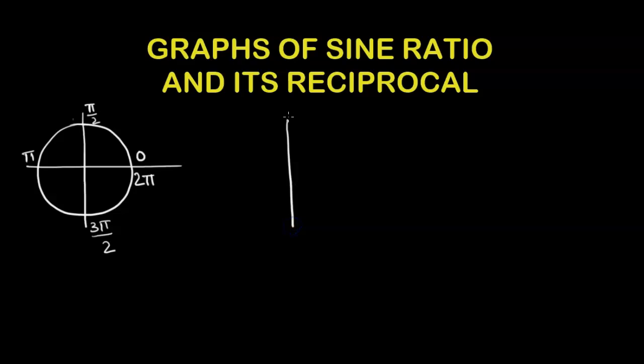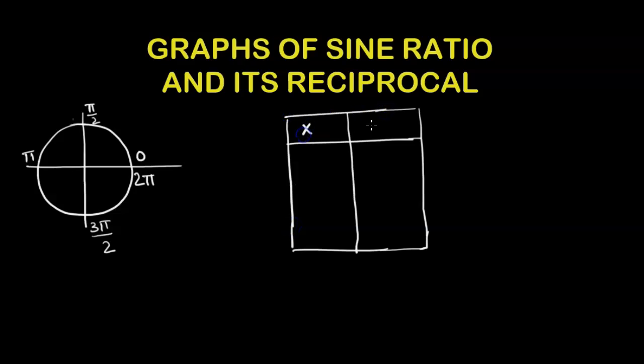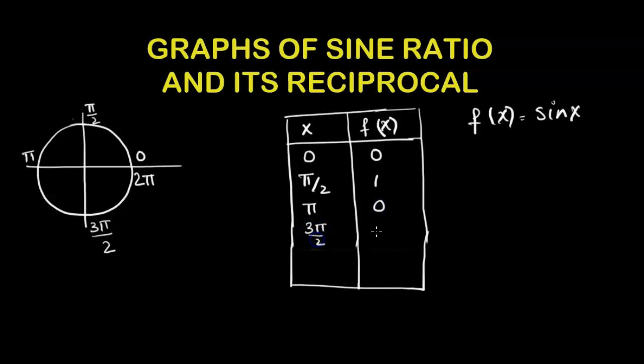Let's use this in the form of a table. So here we have x and here we have f(x), and our f(x) in this particular case is going to be sine x. So when x is 0, sine 0 is 0. When x is pi by 2, sine pi by 2 is 1. When x is pi, sine pi is 0. When x is 3 pi by 2, sine 3 pi by 2 is -1, and when x is 2 pi, sine 2 pi is 0 again.